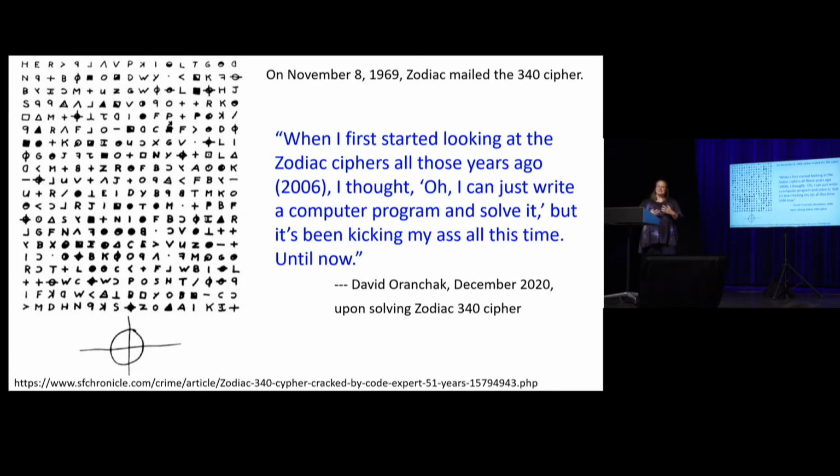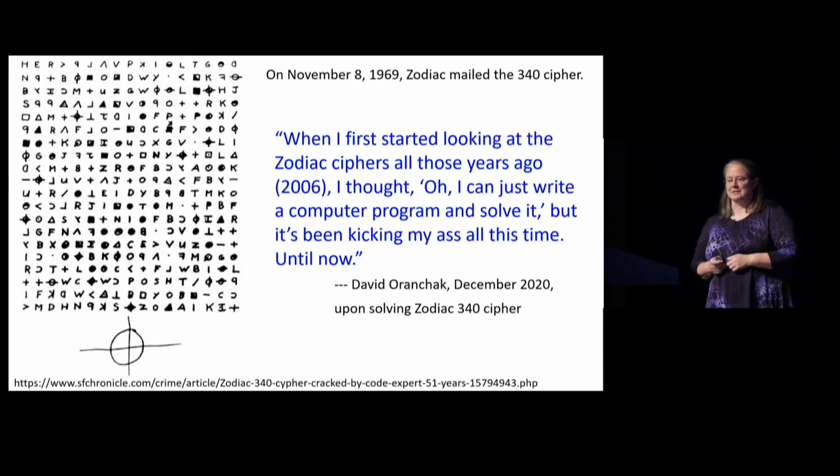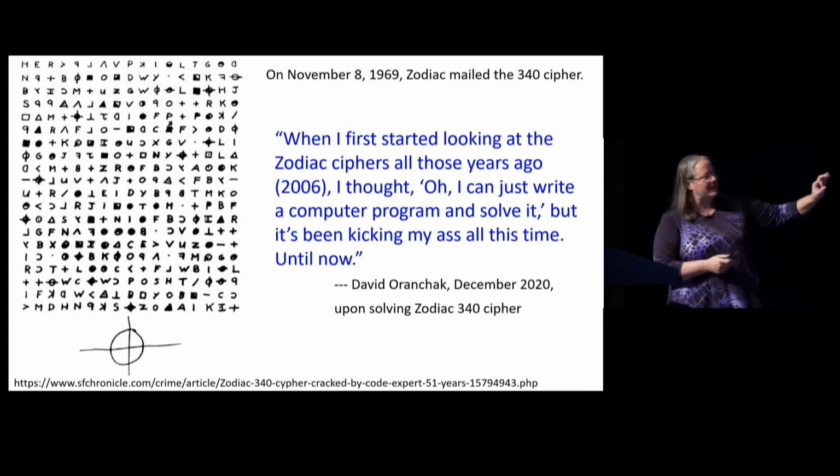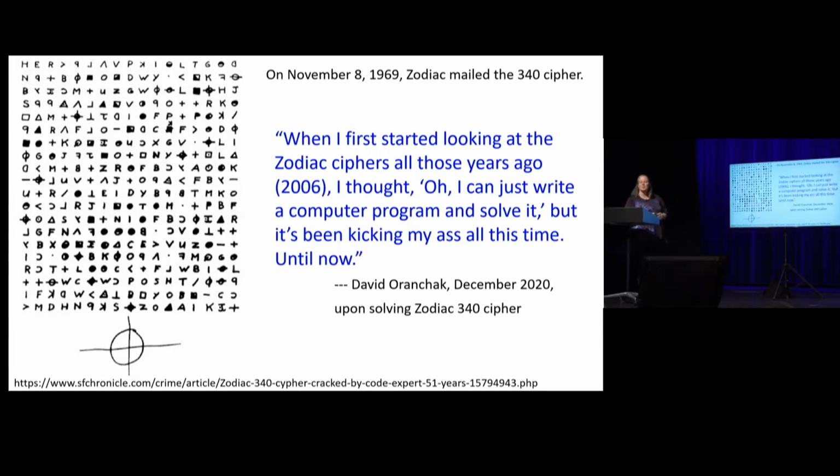This, you know, gives this impression of it being easy. I think that tells you something about most data scientists and their particular hubris when it comes to these kinds of biological problems. But then he goes on to say, but it's been kicking my ass all this time until now. And the key to the Zodiac cipher and the thing that made it hard were two things. One, you don't know where the word boundaries are, so you lose that piece of information. But then the other thing is it's not actually a linear code.